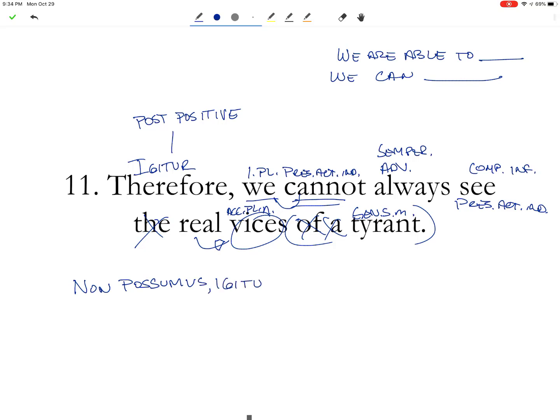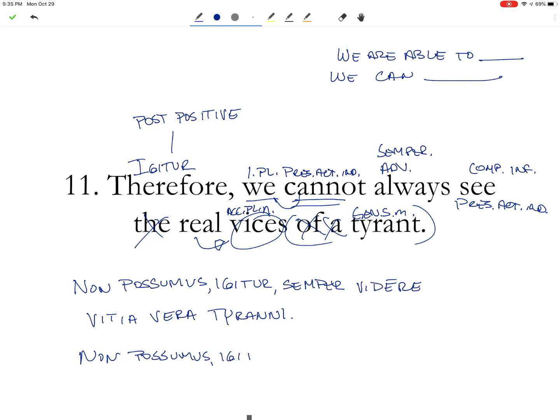Now we'll stick in the igitur. Therefore, let's I'll write it here for now. Semper, just to keep it in the same word order. Always see the vices, the vitia. And what kind of vitia? The vitia vera of a tyrant. Tyranni. Now let's change the word order a little bit. Vitia vera tyranni. The genitive is always going to go after the vera. I do kind of like the non possumus right at the beginning. So let's say non possumus. We are not able, therefore, the vitia vera, the true vices of a tyrant.